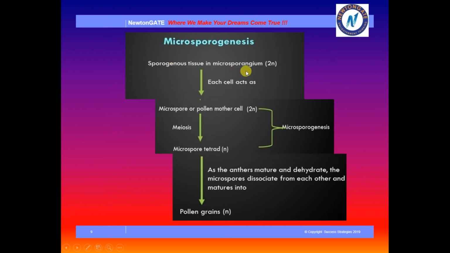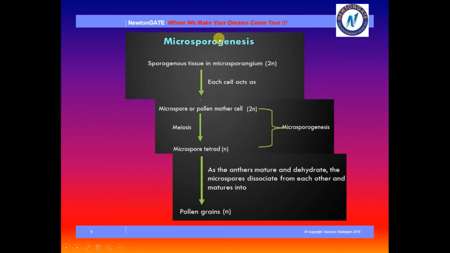Okay. So sporogenous tissue in the microsporangium acts as the pollen mother cell, which is responsible for producing microspores, and it undergoes meiosis and forms this microspore tetrad. So each cell of sporogenous tissue is capable of giving rise to a microspore tetrad. Microspores, as they are formed, are arranged in a cluster of cells known as a microspore tetrad. As anthers mature and dehydrate, the microspores dissociate from each other and mature into pollen grains.